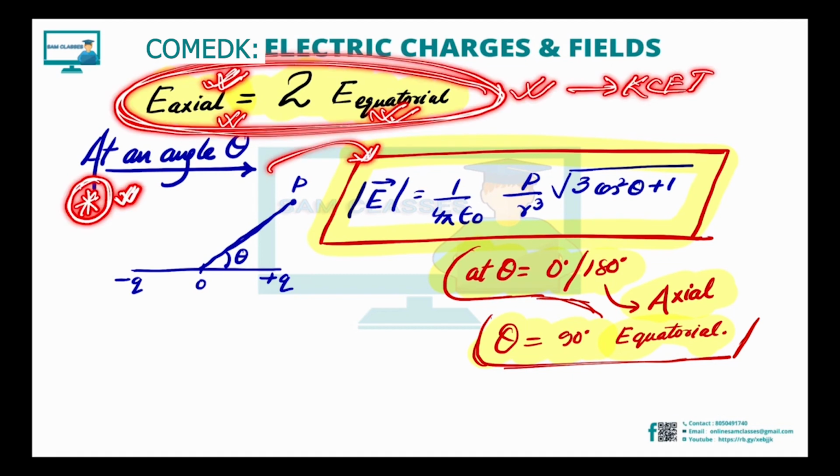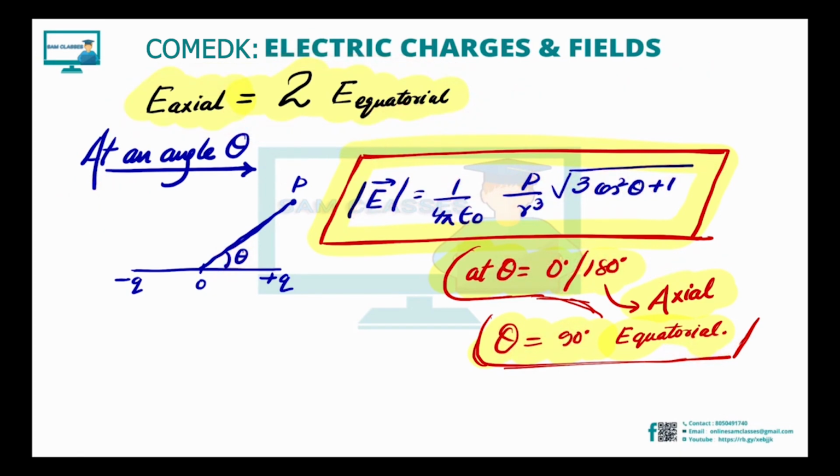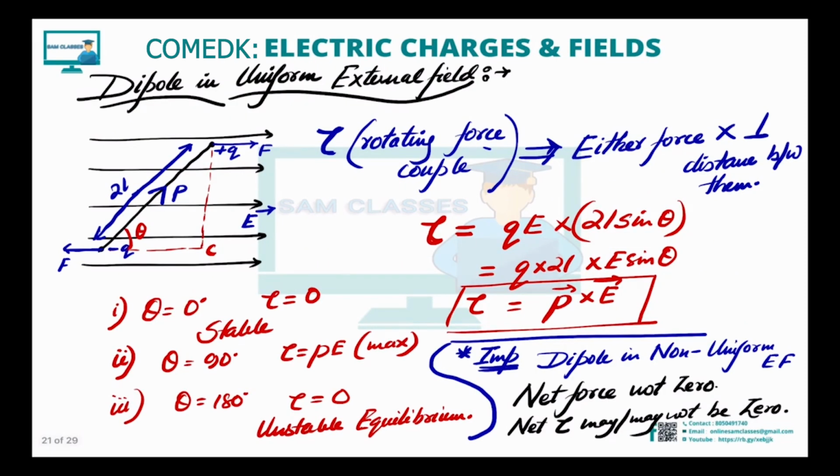Now this part is not there for KCET, but we have put it up in case it comes up, though there are very rare chances. You should know that at an angle theta, the electric field is equal to 1 by 4 pi epsilon naught P by R cube, root under of 3 cos square theta plus 1. Now if I put theta equal to 0 degrees or 180 degrees, we'll get the axial case. And if I put theta equal to 90 degrees, we'll get the equatorial condition.